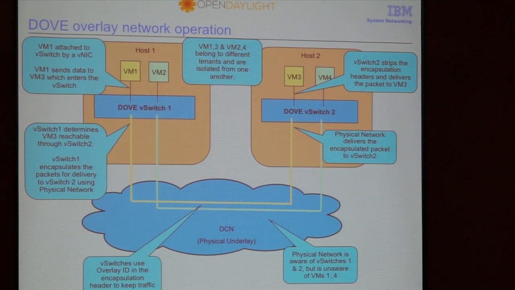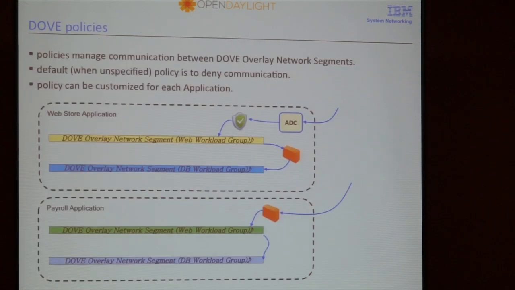So this is just another way of looking at what I was showing before in the encapsulation. We also have the notion of policies in Dove. So policies basically manage how different virtual networks are allowed to exchange traffic. So we have this notion of a default off policy. So unless you explicitly allow it, traffic is not allowed to go between virtual networks. So you enable it explicitly in Dove. And the policy can be customized for different virtual networks in different ways.